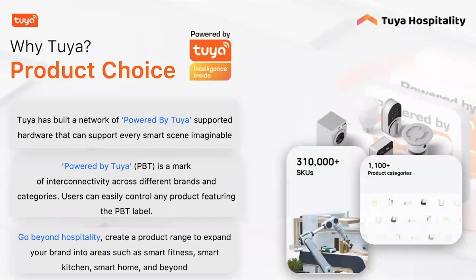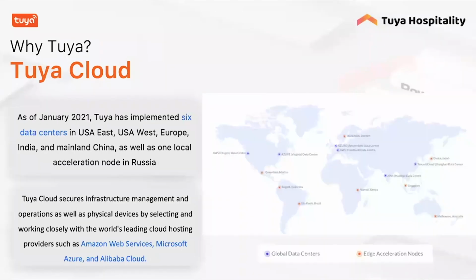Here again is just a reiteration of the broad scope of our hardware capabilities. The list is forever growing and we're aiming to give you as much choice as possible when it comes to tailoring your solution. And then here you can see the global scope of Tuya's cloud. As of January 2021, Tuya has implemented 6 data centers in USA East, USA West, Europe, India, and mainland China, as well as 1 local acceleration node in Russia.